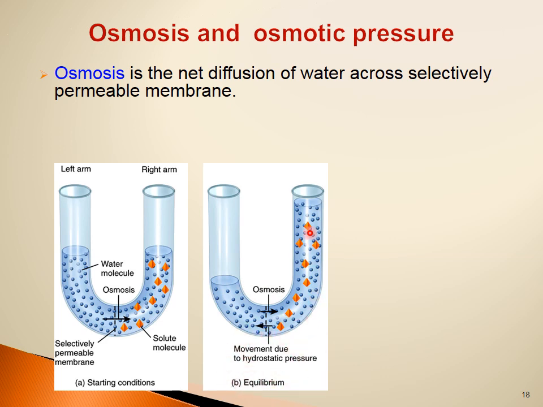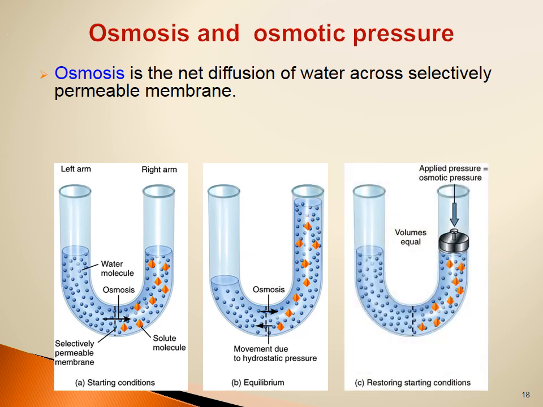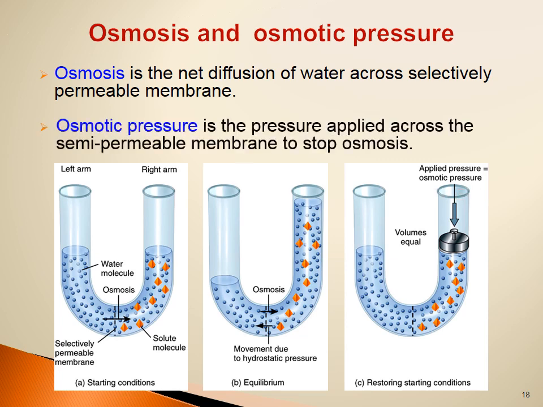If I want to bring the water level back down and make it equal to the left arm, then I have to apply pressure using a piston, and the amount of pressure that is required to bring the water level to the pre-equilibrium state is called the osmotic pressure. So osmotic pressure is the pressure applied across a semi-permeable membrane to stop osmosis and keep the water level equal in both arms of the U-shaped tube.